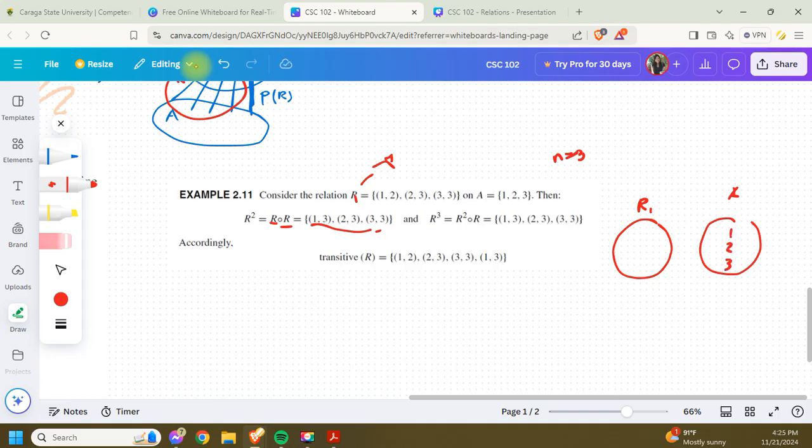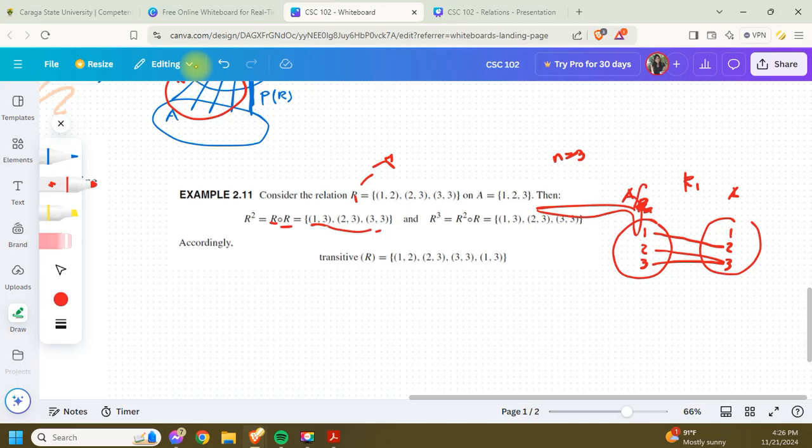So, technically, they are related. So this is A itself. It is here that 1 is related to 2, 2 is related to 3, and 3 is related to 3. That is your first R1. Now, you wanted to write R2. So how do we do that?